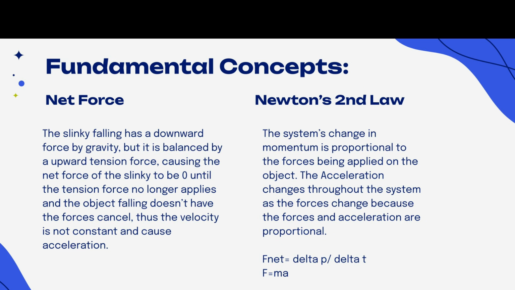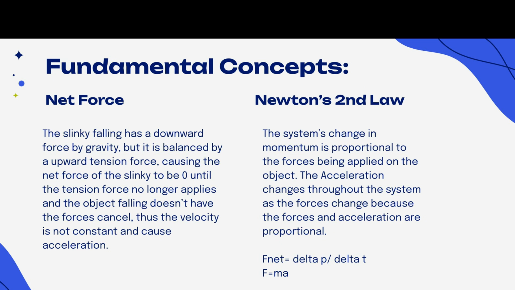The fundamental concepts are net force because the slinky falling has a downward force by gravity, but it is balanced by an upward tension force, causing the net force of the slinky to be zero until the tension force no longer applies and the object falling doesn't have the force to cancel it out. Thus, the velocity is not constant and causes acceleration.